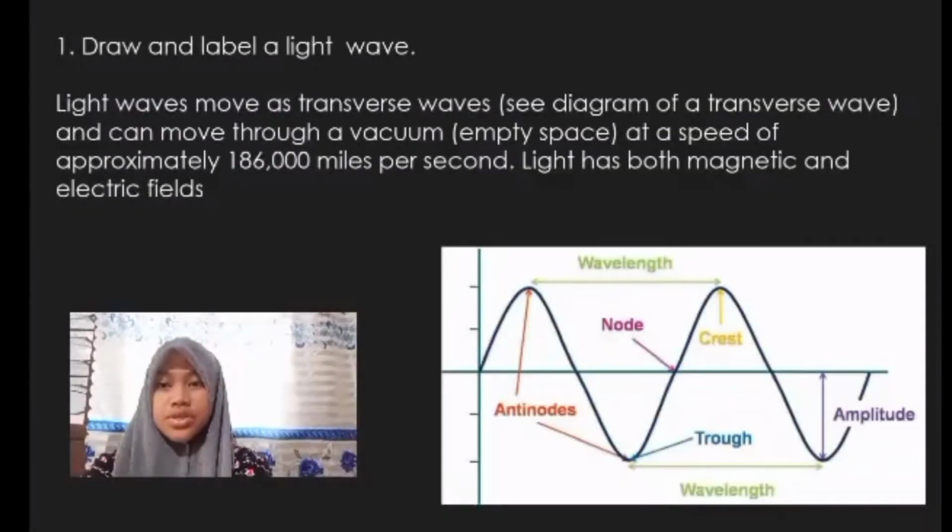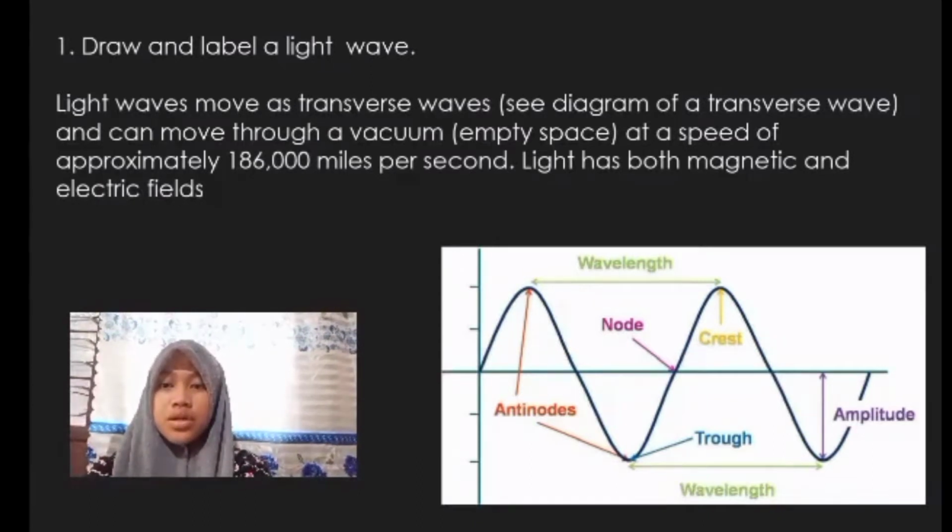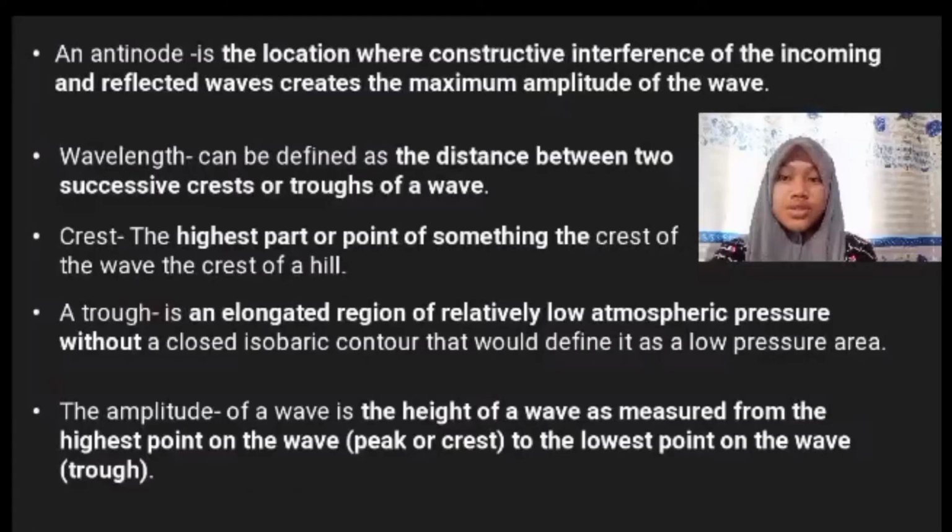The first question is: draw and label a light wave. Light waves move as transverse waves. See the diagram of a transverse wave. Light can move through a vacuum, empty space, at a speed of approximately 186,000 miles per second. Light has both magnetic and electric fields.